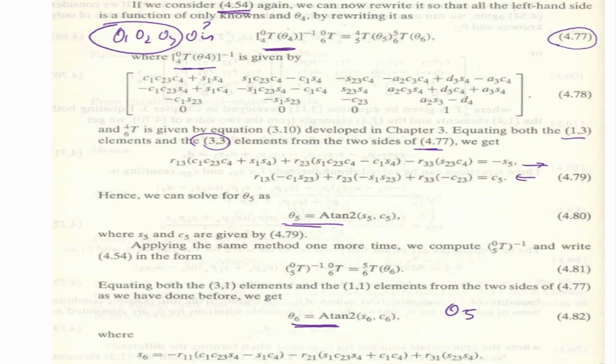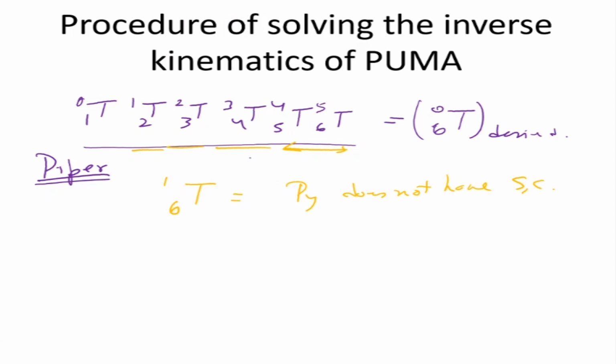So in the case of the Puma robot, we are able to find theta 1 to theta 6, and the solution procedure is given here. It has been found that if you start from here, look at the Py element, only then are we able to solve, otherwise we are not able to solve. So this is an example where there is a systematic way of solving the manipulator kinematics problem, without which we will not be able to solve the inverse kinematics of this manipulator.